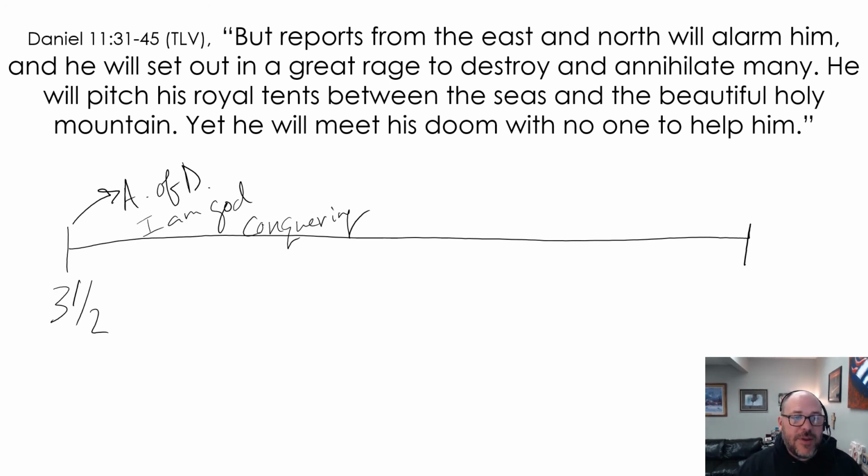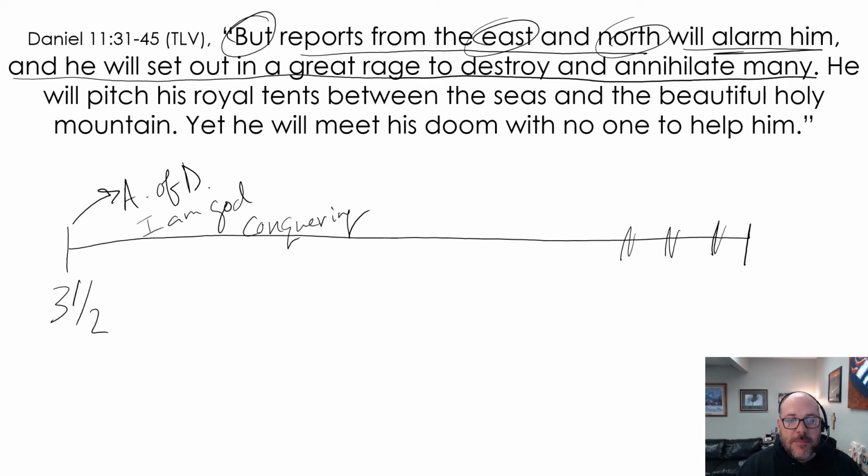And here's what's going to happen near the end times of the tribulation, somewhere in these times. It says this: reports from the east and from the north are going to alarm him, and he will set out in a great rage to destroy and annihilate many. Reports from the east and the north. What could possibly be the east and the north? That could be the area of China. It could be the area of Russia, the east and the north, or it could be the European Union, or coming through the north in some way.